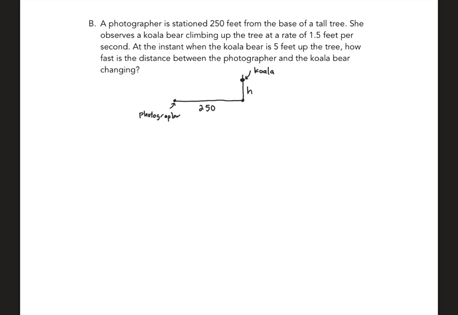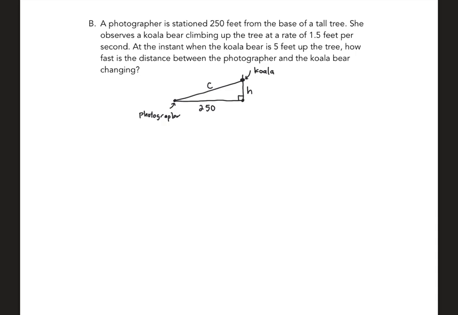Then we can finish off. This makes a right triangle here, and it makes sense that as this koala climbs, the distance between the photographer and the koala changes, right? As this koala climbs higher. So let's label that with a variable. I'll call that C, like we do for hypotenuses. Okay, so let's collect everything off to the side.